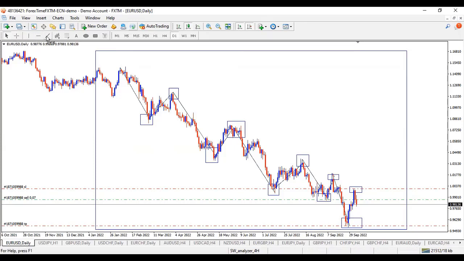So when you look at your toolbar here, there's a vertical line, and when you place your cursor there, it clearly indicates vertical line. There's a horizontal line. There's a trend line. A trend line is a diagonal line. So you click on it and then you bring it to the chart and you left click, long click. So you draw it.